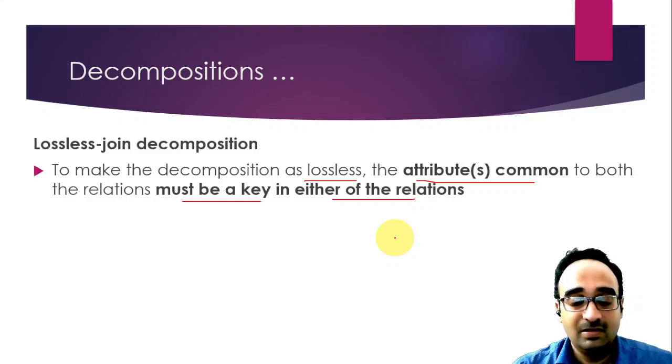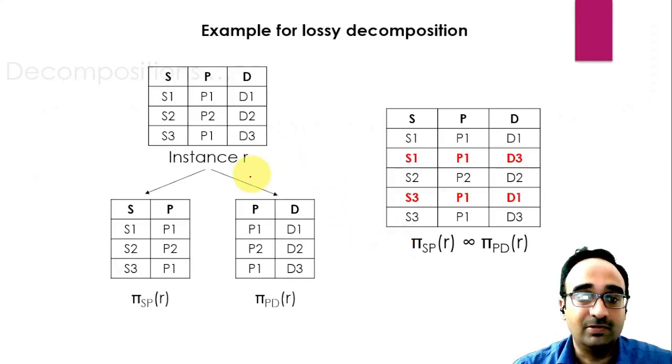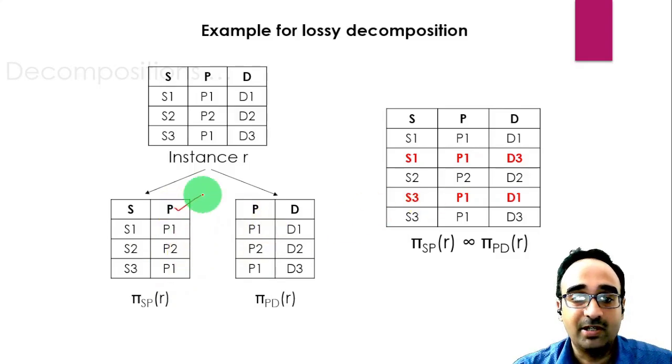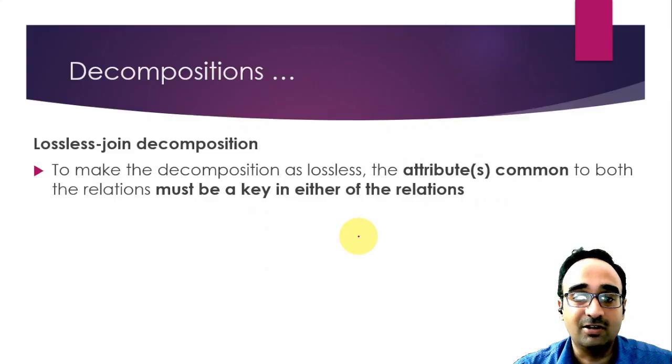So if you go back to the previous example, why are we getting these extra tuples or extra rows? It is because P is not a key here, right? P is not a key. How am I able to say P is not a key? Because we have duplicate values. We already know that a key does not have duplicate values, right? So P is not a key here. What about here? Here also P is not a key. So since the common attribute P is not a key in either the left hand side table or the right hand side table, when you join them, you will get these extra rows, and the decomposition will be lossy.